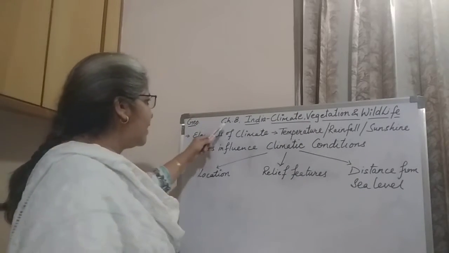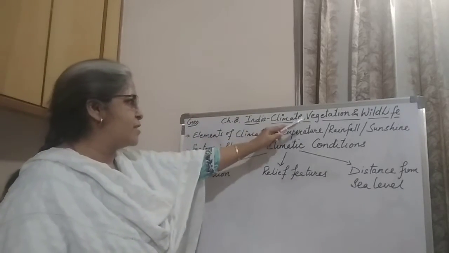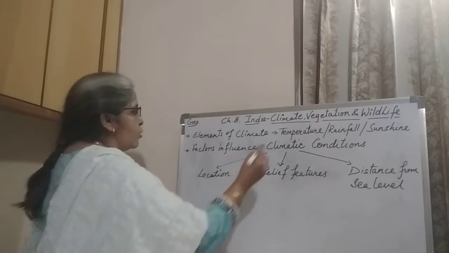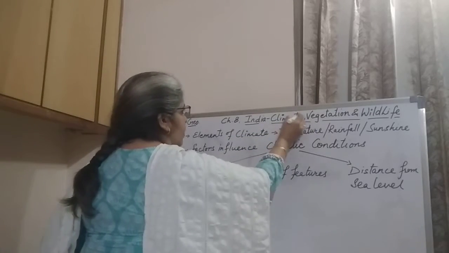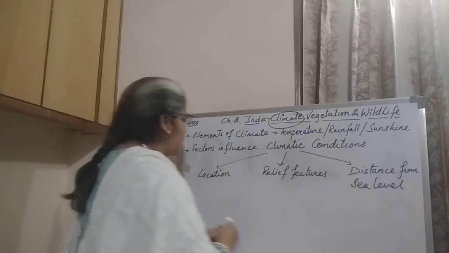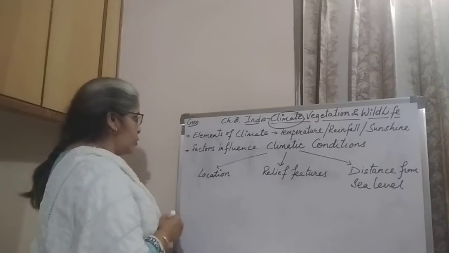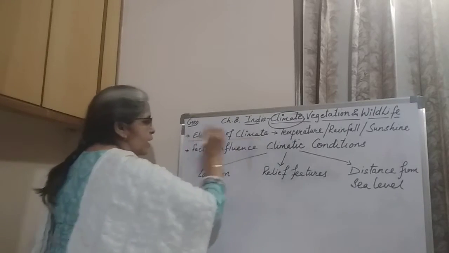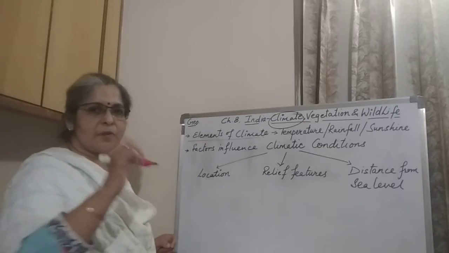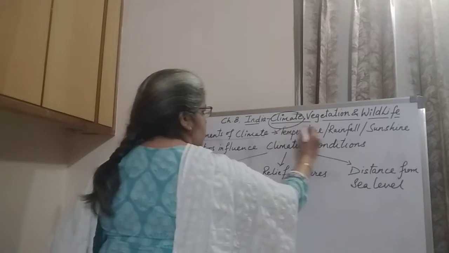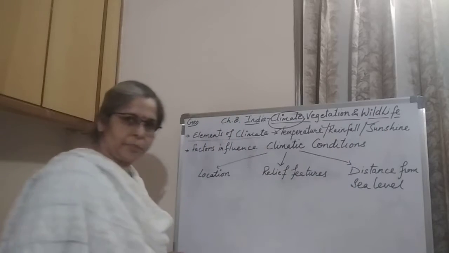Now let's see, chapter 8, India, climate, vegetation, and wildlife. Today we are going to start with the climate. As I told you in the starting, there are three elements of the climate: temperature, rainfall, and sunshine.